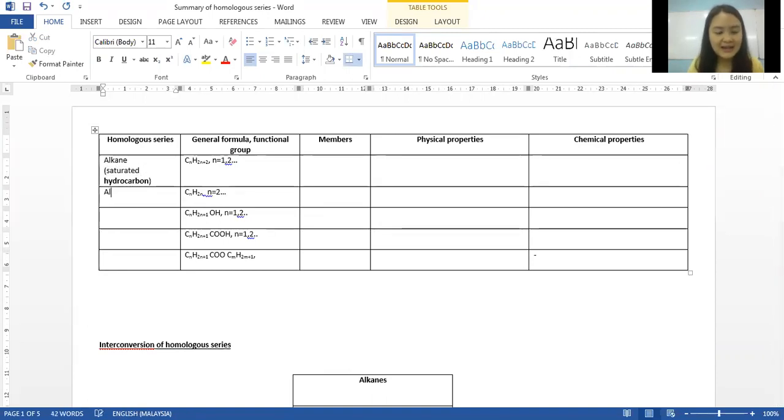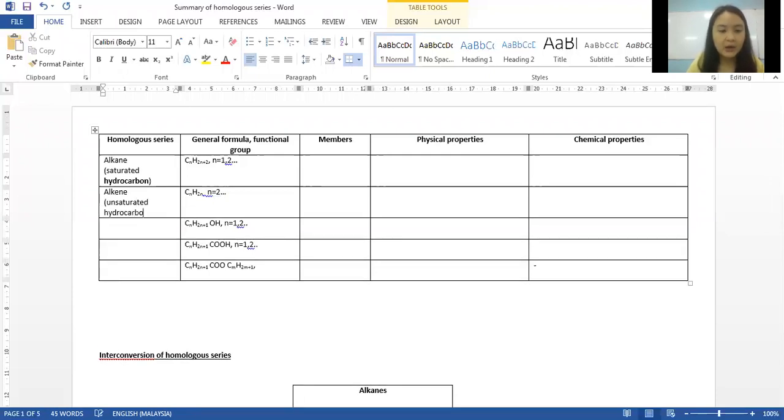Following that, the next thing that you learn is called alkene. Alkene, on the other hand, is an unsaturated hydrocarbon. It's still a hydrocarbon, which means members of alkene are still made up of hydrogen and carbon only, but unlike alkane, which is saturated, alkene is unsaturated, which means you expect to see the presence of a double bond between carbon atoms in alkene. So alkane is the first homologous series, followed by alkene.